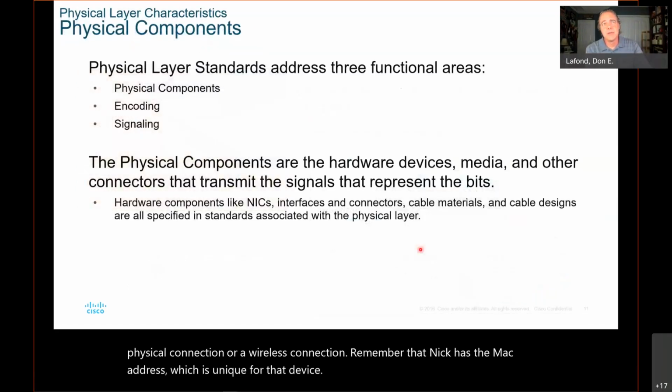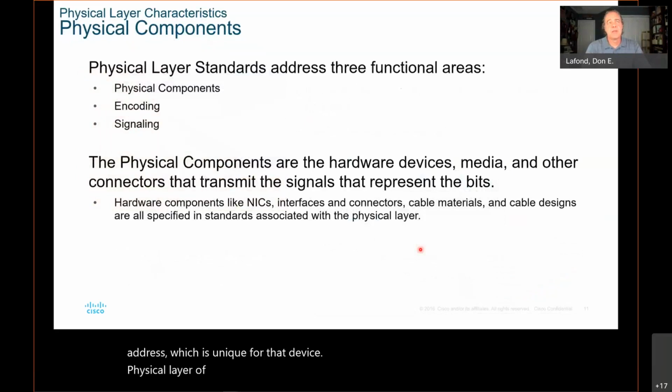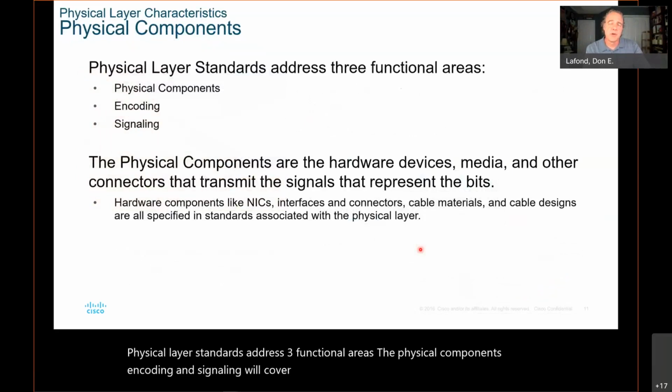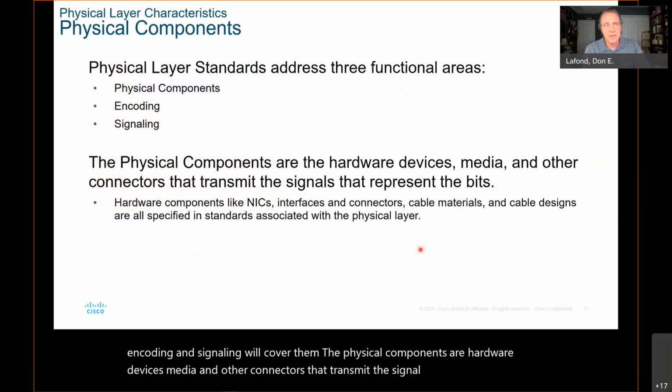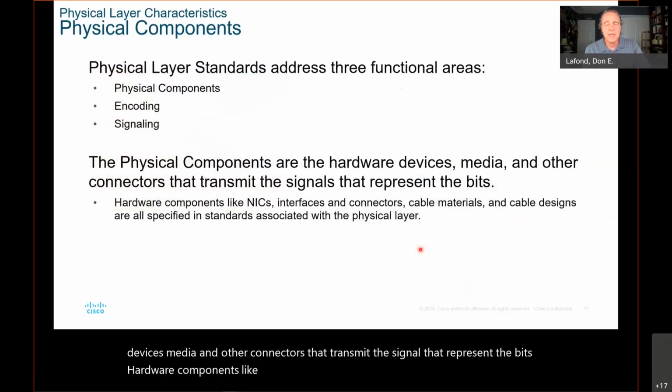Physical layer standards address three functional areas: the physical components, encoding, and signaling. We'll cover them. The physical components are hardware devices, media, and other connectors that transmit the signals that represent the bits. Hardware components like NICs, interfaces and connectors, cable materials, and cable designs are all specified in standards associated with the physical layer.